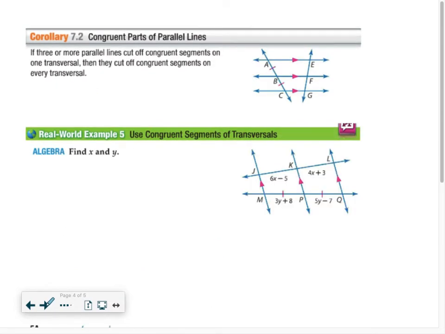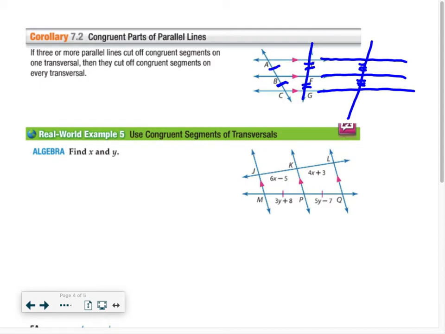And then congruent parts of parallel lines. If three or more parallel lines cut off congruent segments on one transversal, then they cut off congruent segments on every transversal. So the parallels here are cutting off congruent segments. This transversal EFG would also be cut into two congruent pieces. And if we continued these parallels and had a third transversal over here, it would cut them into two congruent slices.